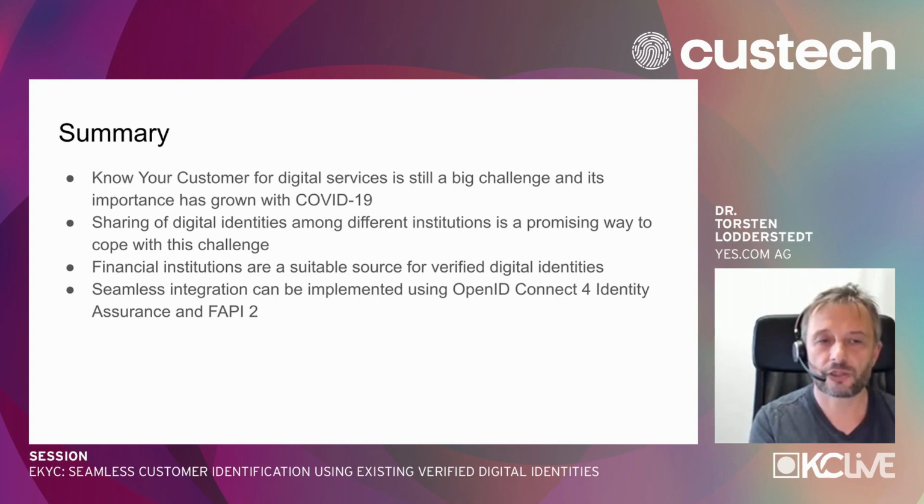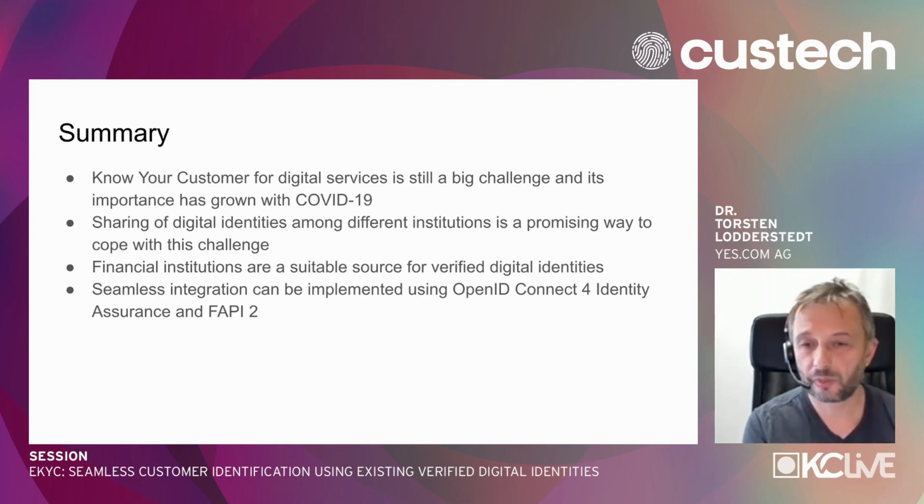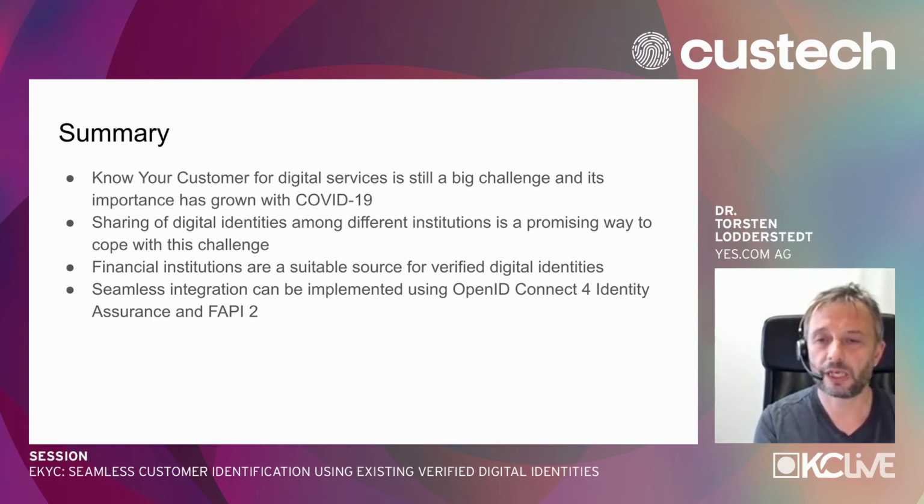We think financial institutions are very suitable because they maintain verified digital identities and also associate them with strong credentials. And a seamless integration between the identity provider and the relying party can be implemented with OpenID Connect for identity assurance as the representation for that metadata. And we believe that the FAPI-2 security profile is the right way to implement that with a suitable security level.